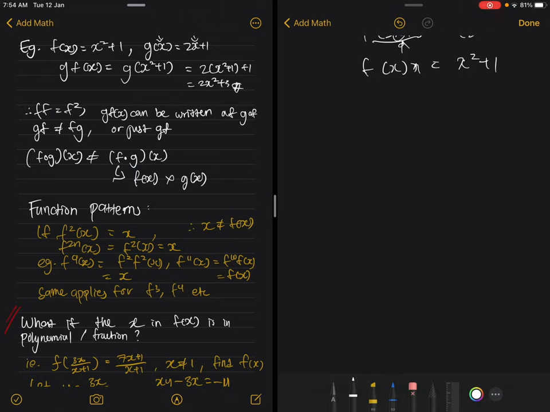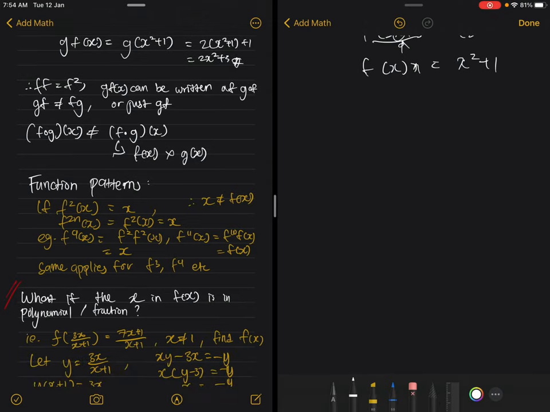Some functions tend to have a pattern. What do I mean by that? Let's say f(x) equals something, blah blah blah. And after you keep going, let's say at the second power, f²(x), or also called ff, you get x again. You get the original value here. What this means is that it will keep going round and round. But why will it keep going round and round?